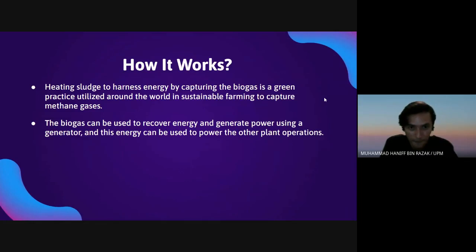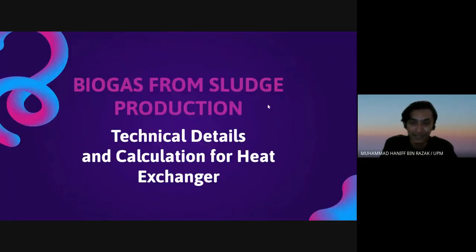And heating sludge is to harness energy by capturing the biogas. It's a green practice utilized around the world in sustainable farming to capture methane gas. And the biogas that is produced can be used to generate power by using a generator, and this energy can be used to power the other plant operations. And moving on to the next slide, over to Shamim.